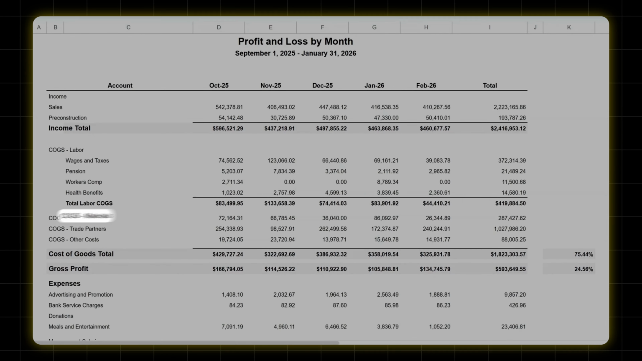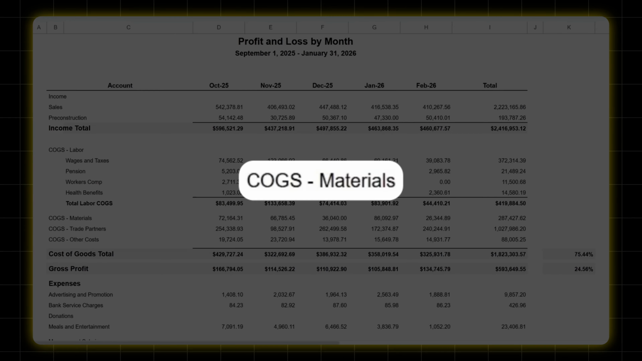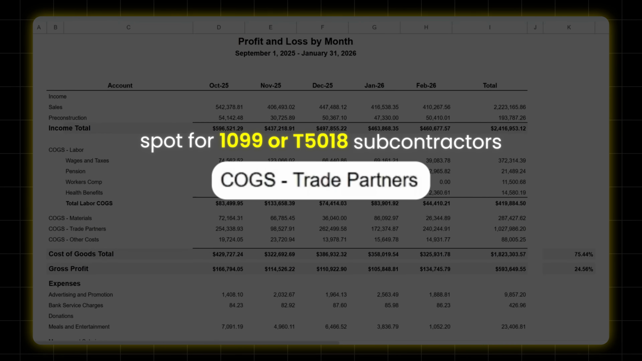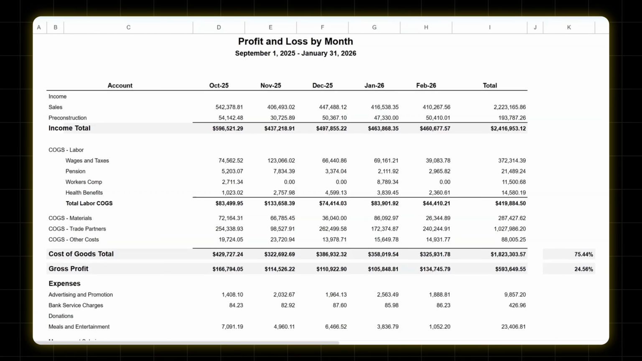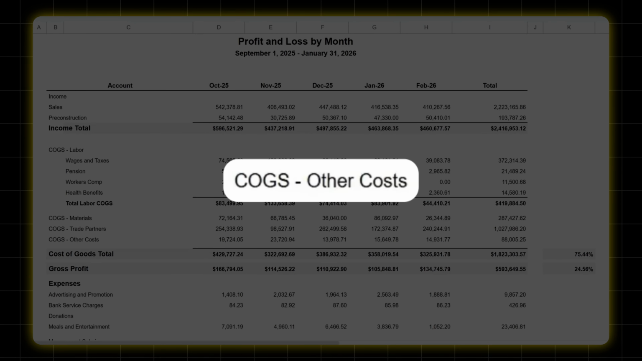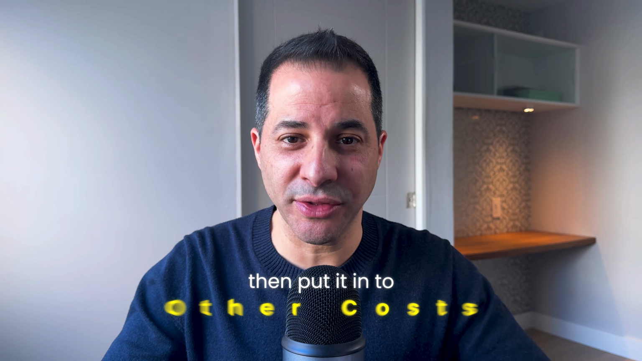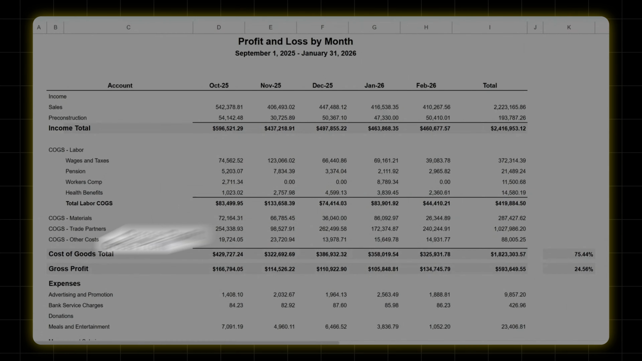The other accounts are materials, which captures every single product that you purchase for the project, and trade partners, which is your spot for any of your 1099 or T5018 subcontractors that you hire. Now, I also mentioned the 4th cost of goods account called other costs, and this allows you to place things that don't quite fit as a 1099 or a T5018, things like equipment rental, disposal, blueprints, and copies. So if it's clearly a direct project cost but it doesn't fit into labor, materials, or trades, then put it into other costs.